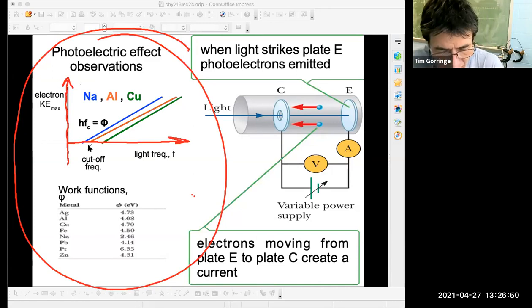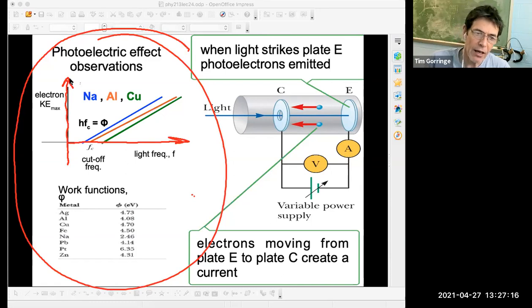This graph shows the frequency of the light that I'm directing onto the metal, low frequency on the left, high frequency on the right, versus the maximum kinetic energy, which is over here on the vertical axis. So exactly what I was talking about. They found that the color of the light affected the maximum kinetic energy. Here I'm plotting the maximum kinetic energy versus the color of the light. And actually we've done it for several different metals. There's sodium in blue, there's aluminium in orange, and there's copper in green.